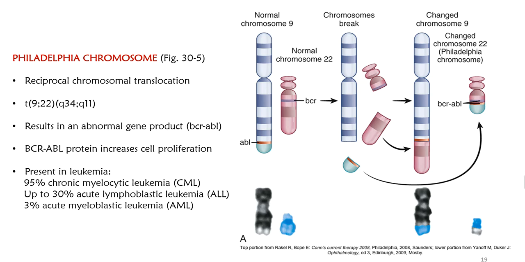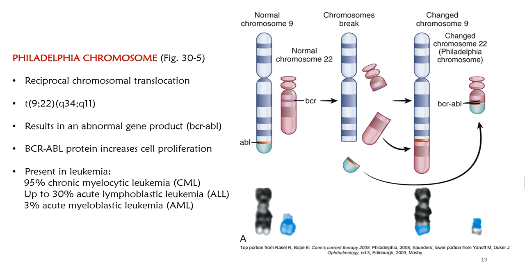Now Philadelphia chromosome. What happens in Philadelphia chromosome? It involves chromosomes 9 and 22. I'm sorry, I think I explained it a bit wrongly. What happened over here is a portion of chromosome 9 gets broken and a portion of chromosome 22 gets broken, and they both attach themselves like this. You can see, so they formed an abnormal chromosome, and that is called the Philadelphia chromosome.